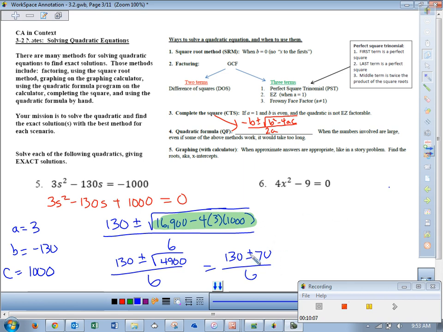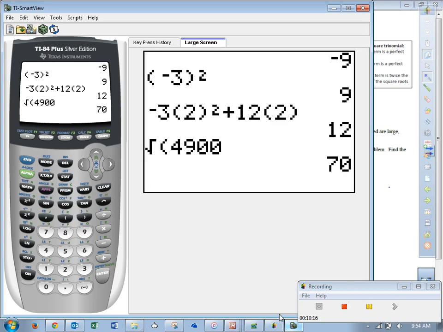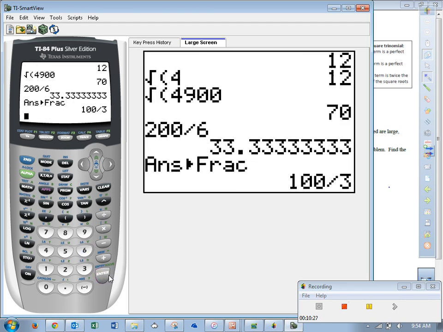So now I do two situations. 130 plus 70 is 200 divided by 6. 200 divided by 6. Math enter. Be 100 thirds.